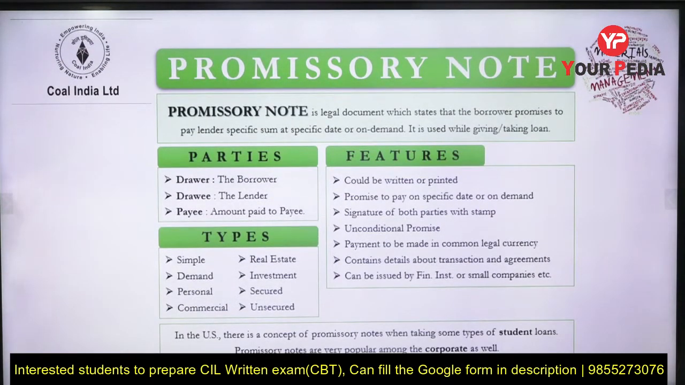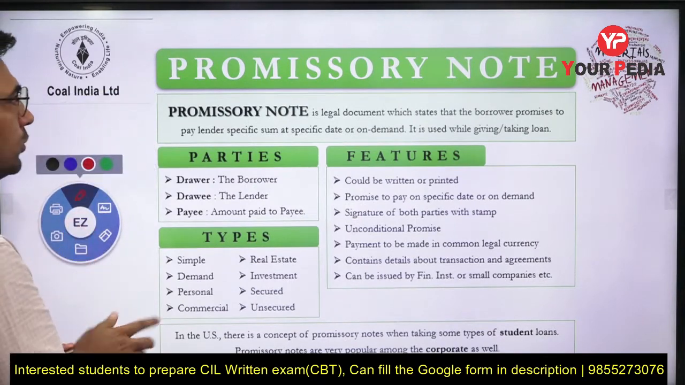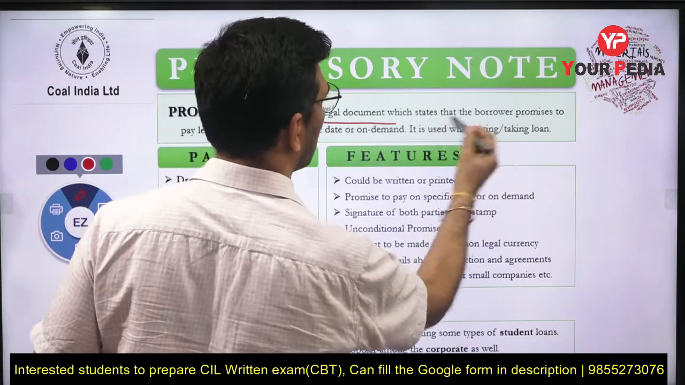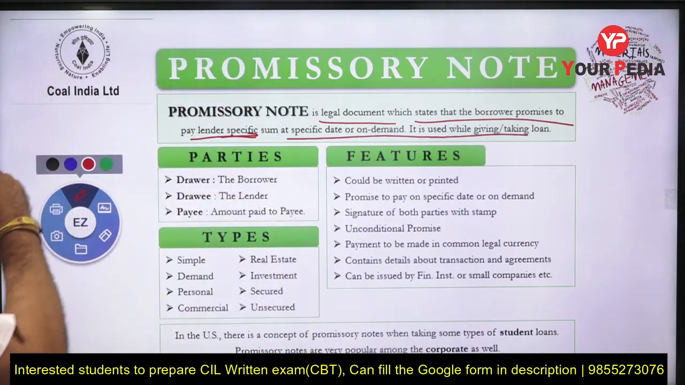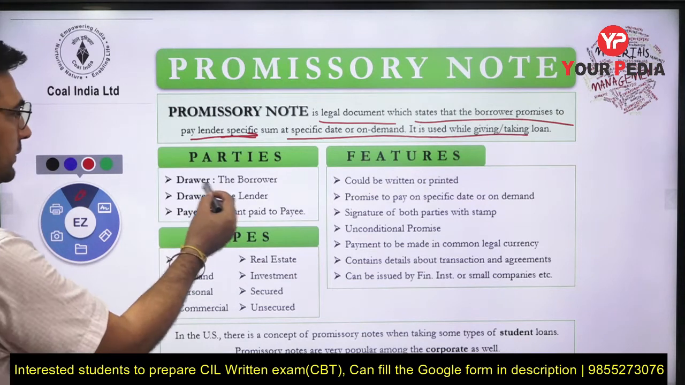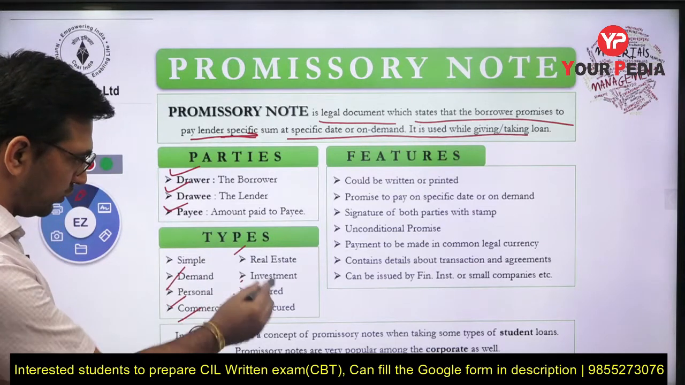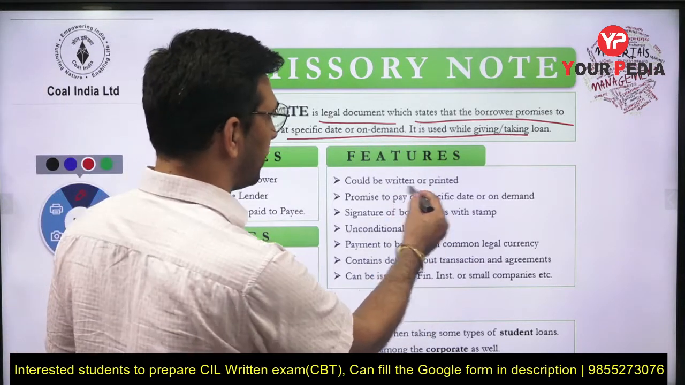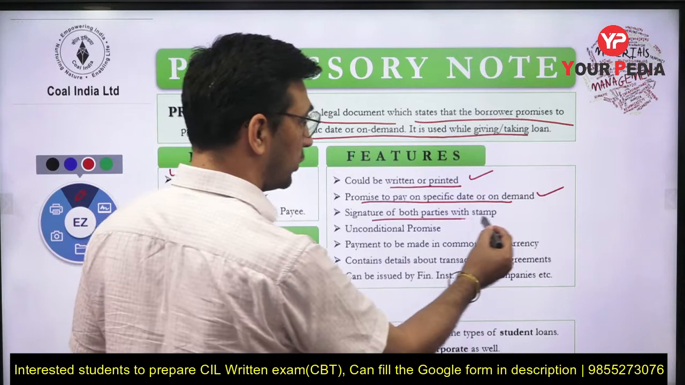Just very briefly, even though we have explained it. Just have a look. It's a legal document which states that the borrower promises to pay the lender a specific sum of money. It is used in taking loans. So the parties involved are the drawer, the drawee and the payee. I've already explained that, and there are different types of it. You don't need to go into detail. It could be written or printed, obviously it cannot be oral. Promise to pay on a specific date or on demand. Signature of both the parties with stamp.